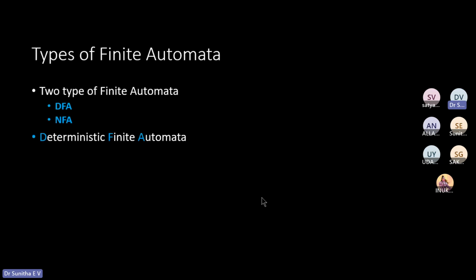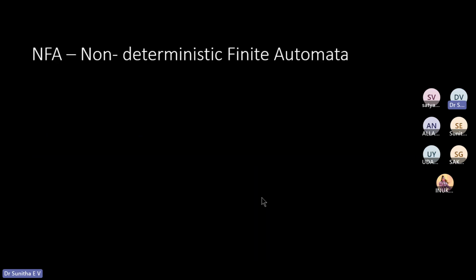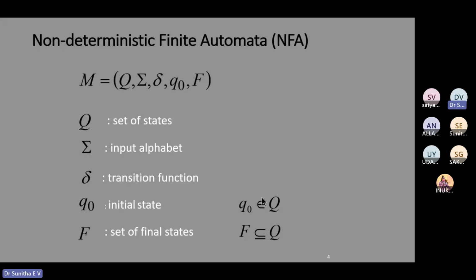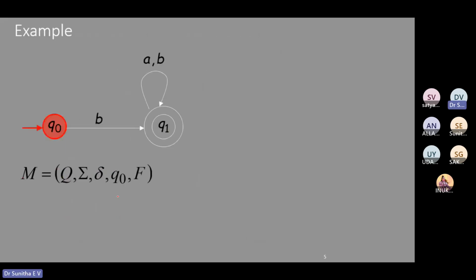Okay, so we have seen DFA. Now we are going to see NFA, non-deterministic finite automata. The definition of NFA and DFA is the same. The only change is in the delta function only. All the other definitions are the same. Q is the set of states, sigma is the input symbols or the alphabet. This is the transition function. This is the initial state. And this is the set of final states. Okay, all are the same.